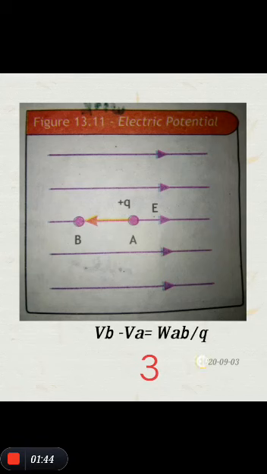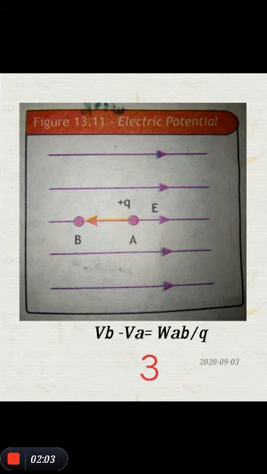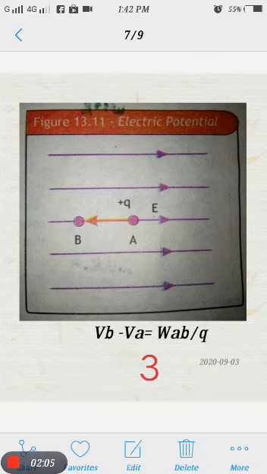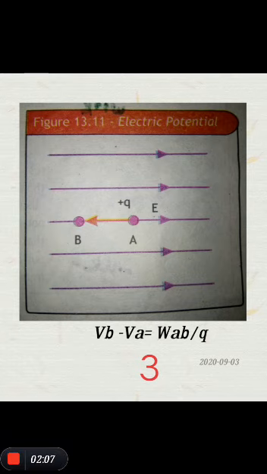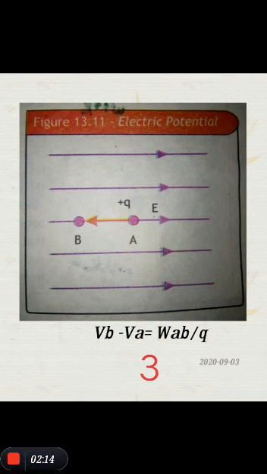In the book we have Figure 13.11 at page 115, which is given to understand the concept of the electric potential. The pink lines are showing the electric field lines. Here a point A and a point B are given in the electric field, where a test charge plus Q is present.